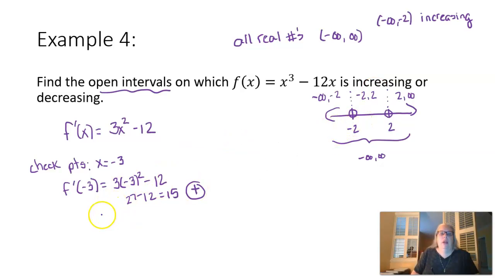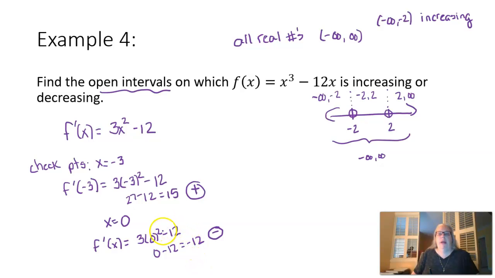Alright, now we're going to check something here in between negative 2 and positive 2. Now y'all, if 0 is inside an interval, it's almost always a good idea to use it as your checkpoint. And so 0 does fall in between negative 2 and positive 2, so I am going to use that here. And we're going to plug it into the first derivative there. We're going to have 3 times 0 squared minus 12. Well, 0 squared is 0 times 3 is 0, and 0 minus 12, that's just going to give me a negative 12. This is negative.